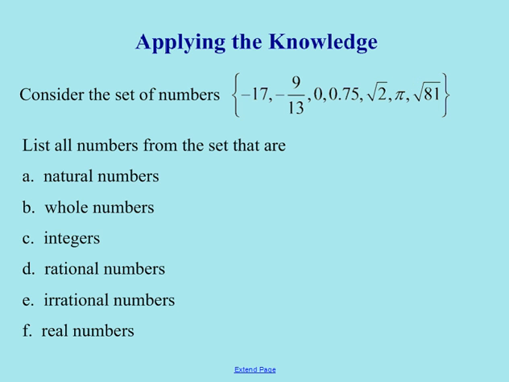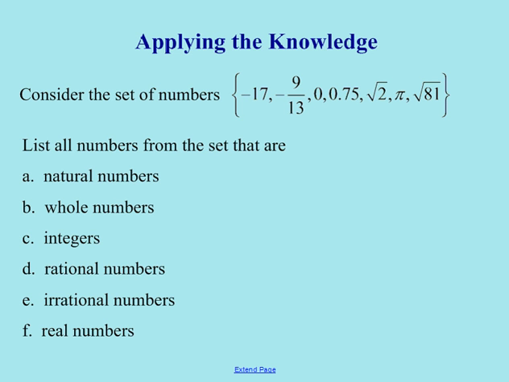Okay, so consider this set of numbers, and we need to go through and we need to list the numbers from the set that are natural numbers, whole numbers, integers, rational numbers, irrational numbers, real numbers. So you're going to see how some of these numbers belong to some of these sets, whereas other numbers belong to multiple sets. So let's go through and take a look at how we do this. All right, so we're going to start with part A.